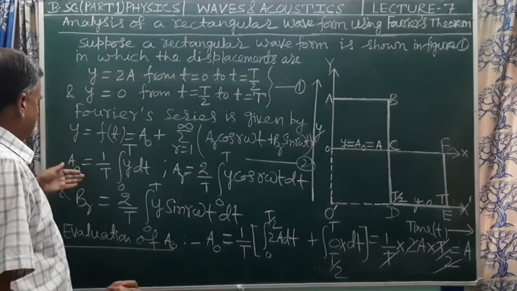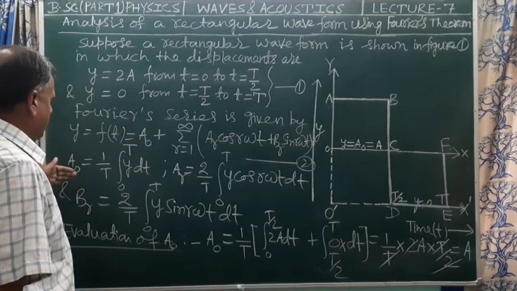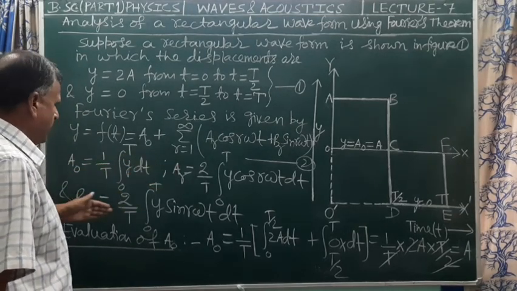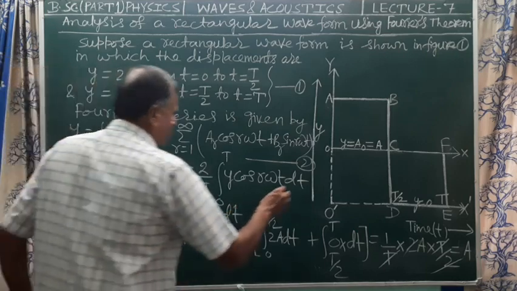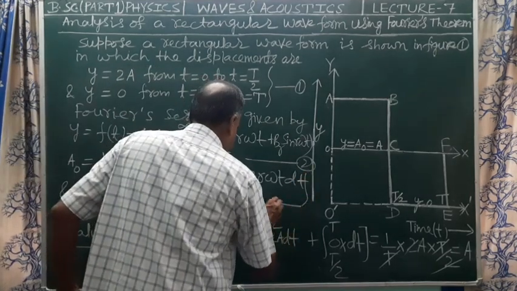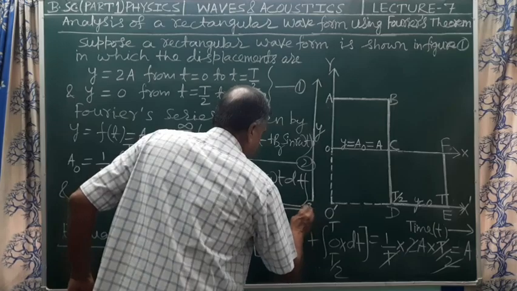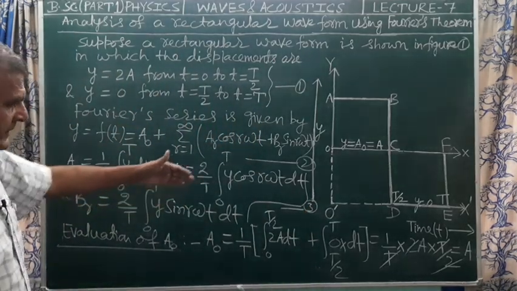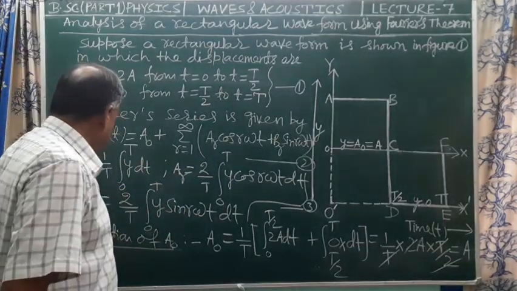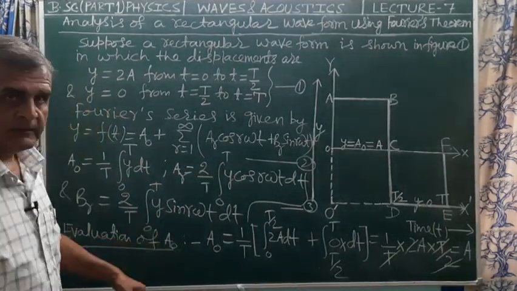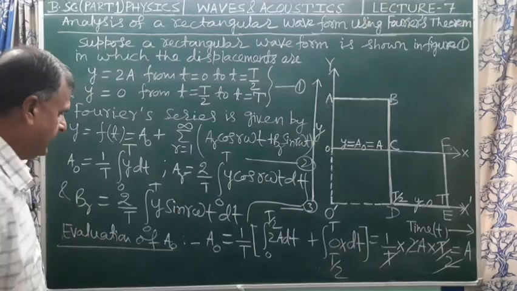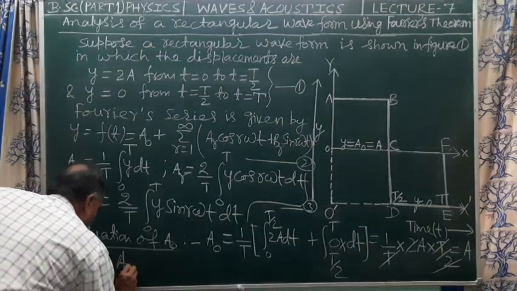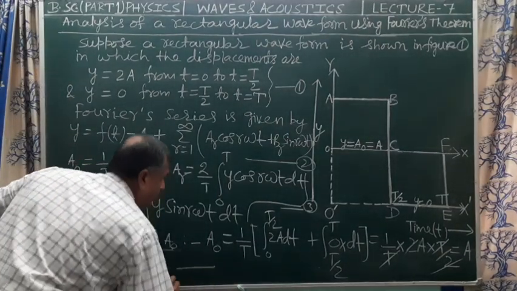Suppose it is equation number 3: the values of A0, AR and BR combined are represented by equation 3, and the evaluated value of A0 we obtained is capital A. Therefore A0 equals A, and suppose it is equation number 4.